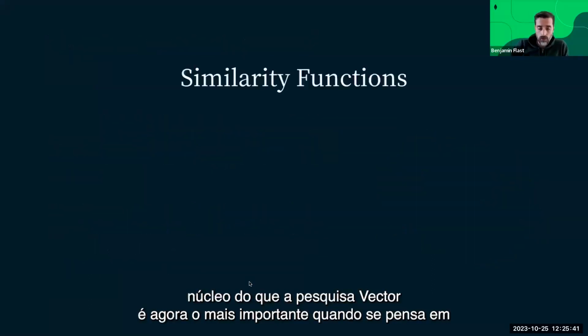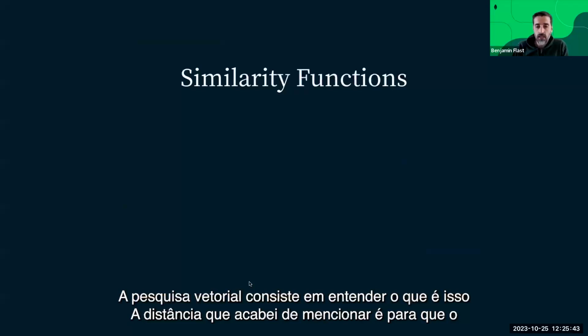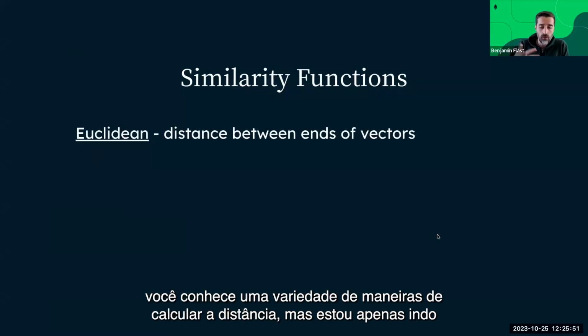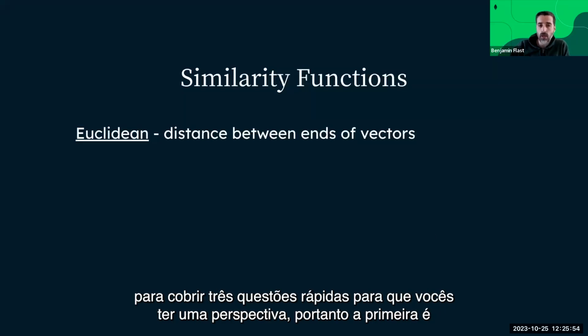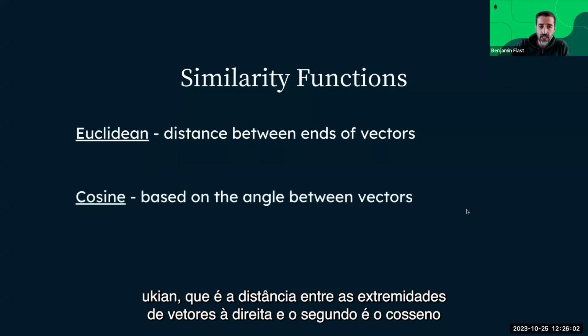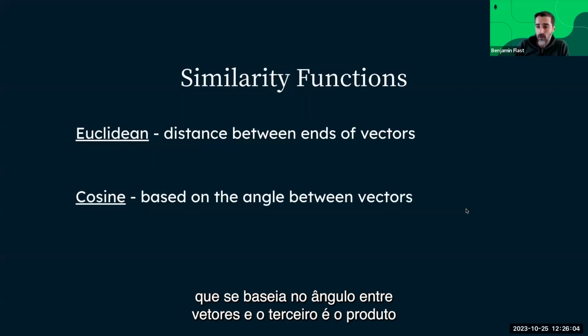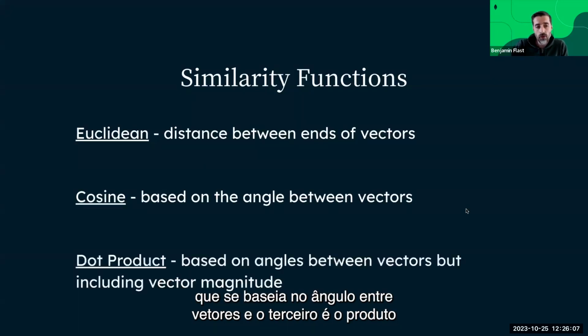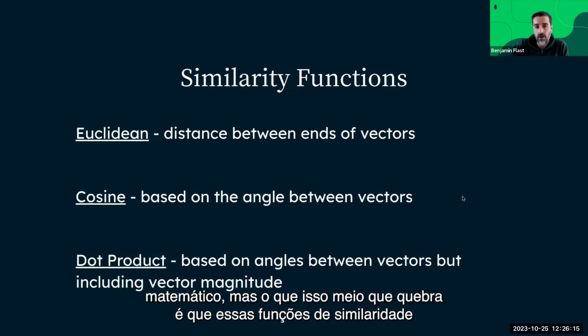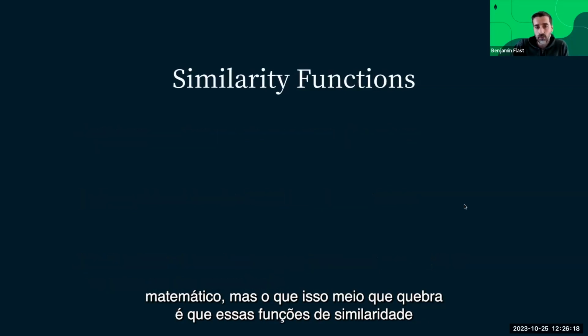Now, what's important when thinking about vector search is understanding what that distance I just mentioned is. So the distance between vectors. There are a variety of ways of calculating distance, but I'm just going to cover three quick ones so you have a perspective. The first is Euclidean, which is the distance between ends of vectors, right? The second is cosine, which is based on the angle between vectors. And the third is dot product, which is based on the angle between vectors, but also includes the vector magnitude, or the distance. Now, this is obviously very mathy.